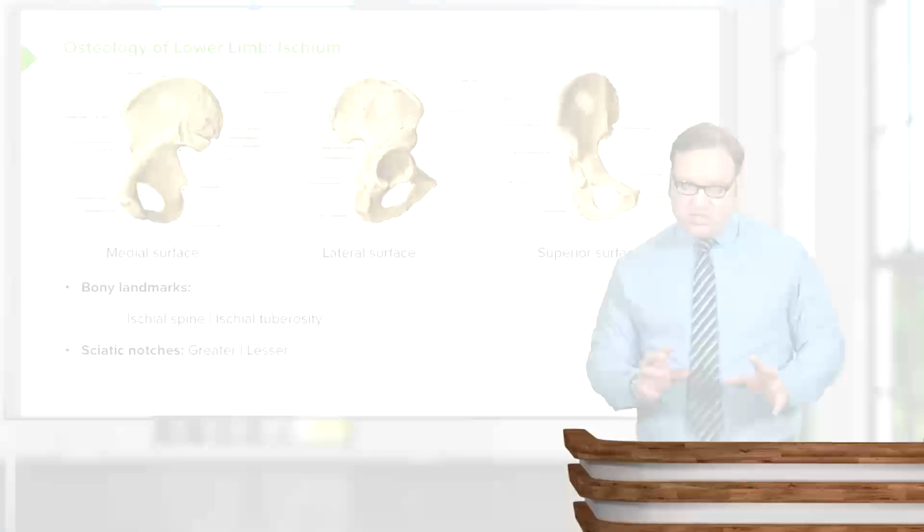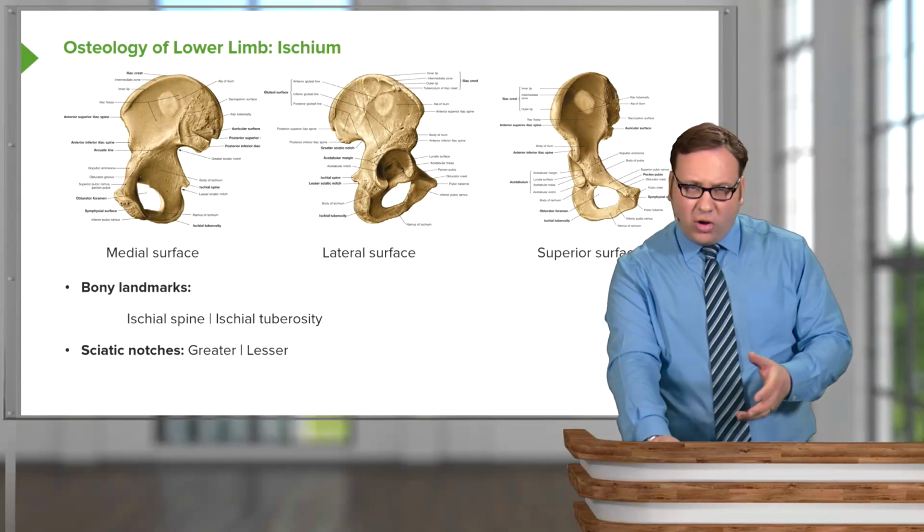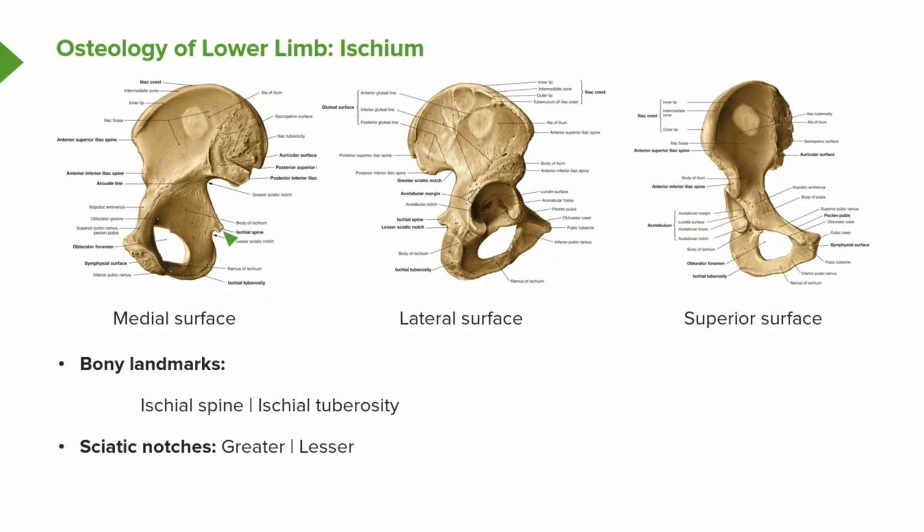If we look at the ischium and some bony landmarks, there are some important bony landmarks protruding posteriorly from the ischium. We have two: the ischial spine and the ischial tuberosity. Seen here on the medial surface view, projecting posteriorly, we have the ischial spine superiorly and the ischial tuberosity inferiorly. On this lateral view, we can also see it. So again, here is anteriorly, and projecting posteriorly, we have the ischial spine and we have the ischial tuberosity.